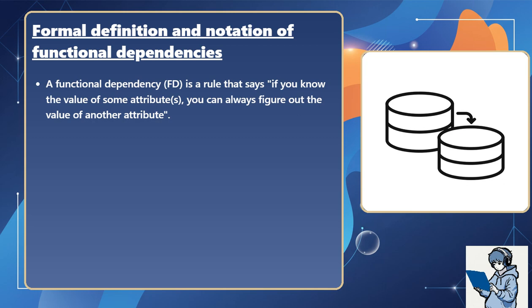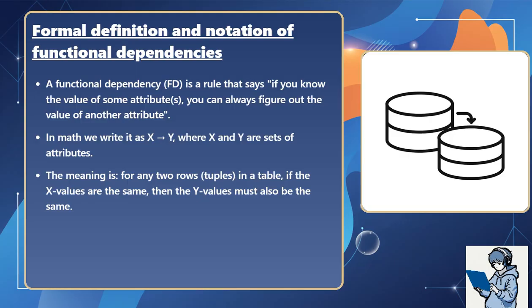A functional dependency, FD, is a rule that says if you know the value of some attribute, you can always figure out the value of another attribute. In mathematics, we write it as X determines Y, where X and Y are sets of attributes. The meaning is, for any two rows, called tuples, in a table, if the X values are the same, then the Y values must also be the same.